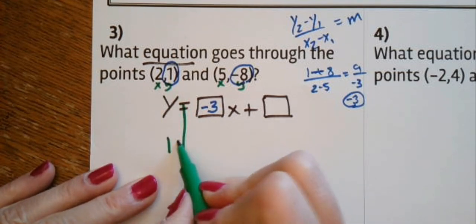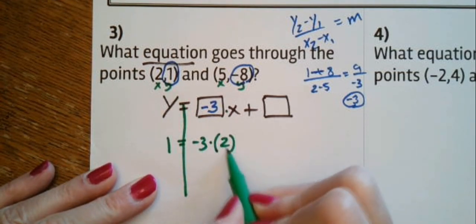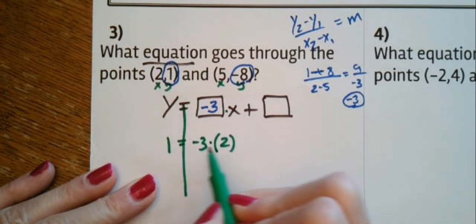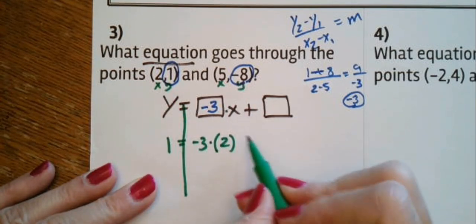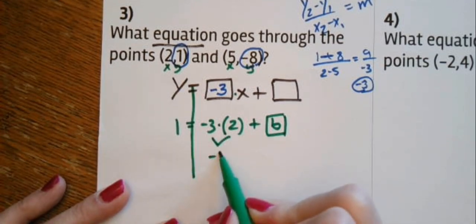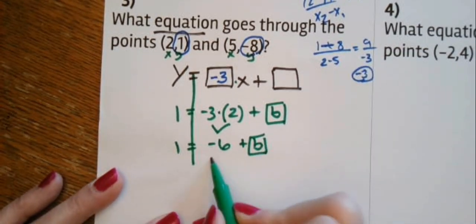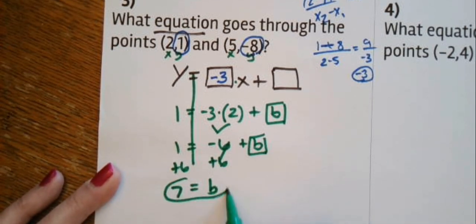Y is 1 times, that's times, x is 2. I'm just pulling that straight. I got to take both the x and y coordinate from the same point. I can't use one from one point and one from the other. They got to be from the same point. And then plus b in the box. Okay, so now when I multiply, I get -6 plus b in the box. All right, to get b by itself, I have to add the 6 to both sides, and I get b is equal to 1 plus 6, which is 7.